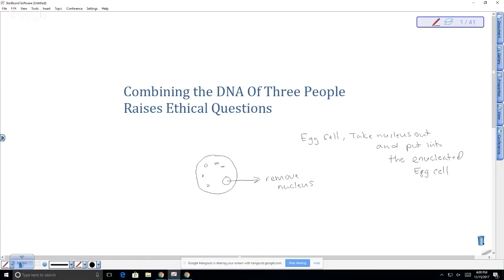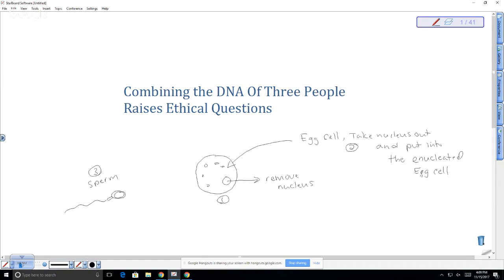So essentially, this cell has become kind of a surrogate, and it's going to take the nucleus from another individual, and you're going to put the nucleus into the egg cell. And then finally, you're going to add the genetic material from the father. So this would be the sperm. So this would be like individual 1, this would be individual 2, and this would be individual 3.